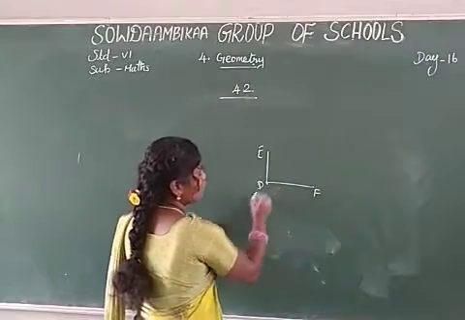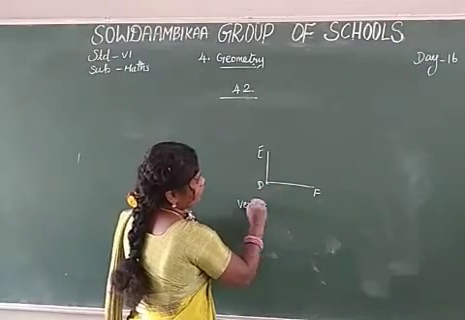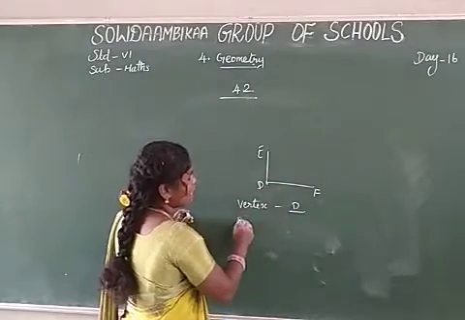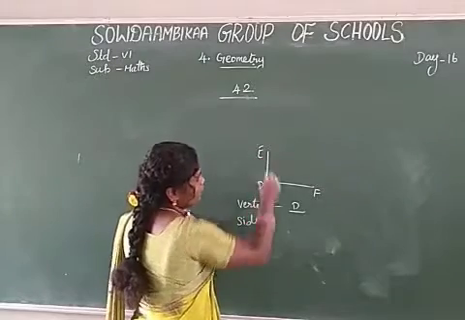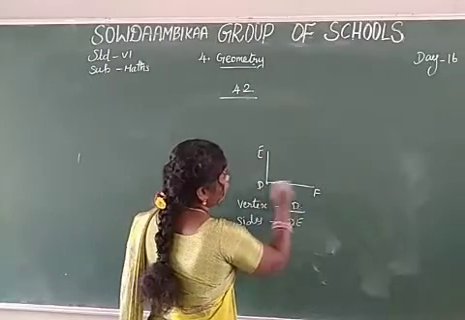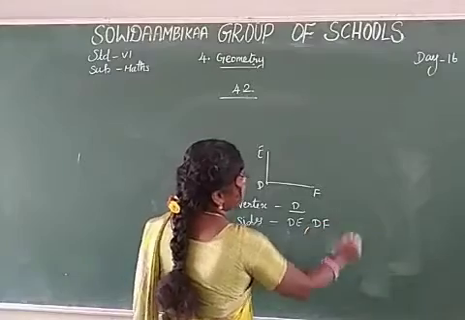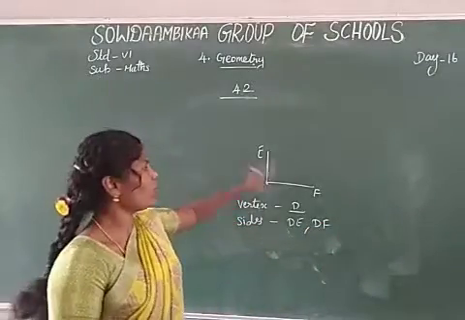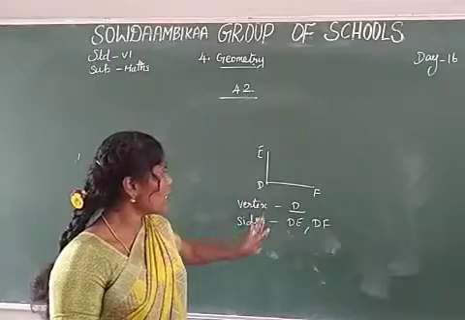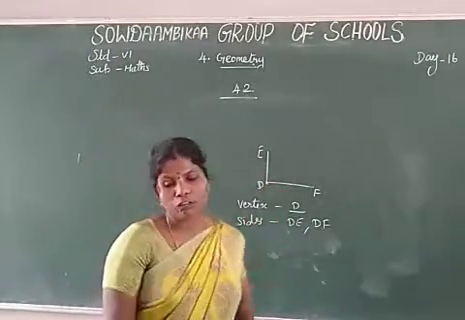EDF. So the vertex is D. Next, the sides. DE is one side and DF is another side. Okay. The point where the two sides meet is called the vertex. So vertex D, and sides DE one side, DF one side.